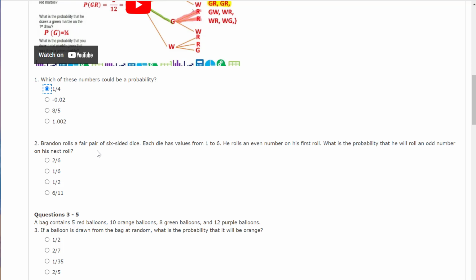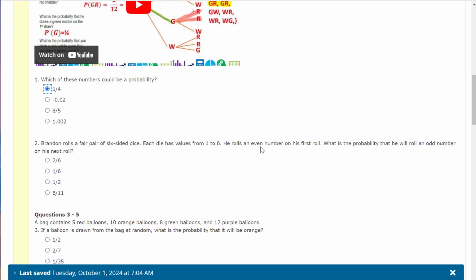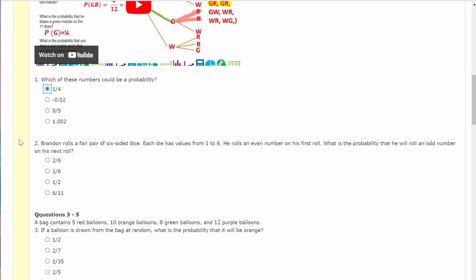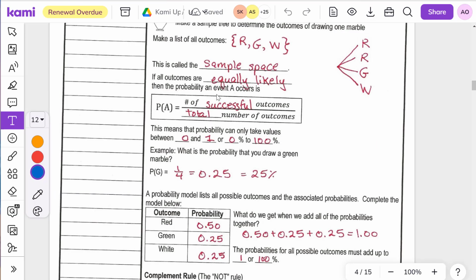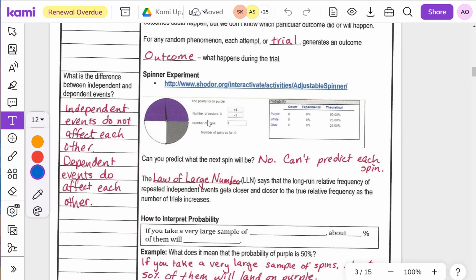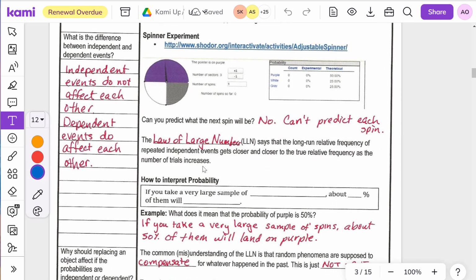Brandon rolls a fair pair of 6-sided dice. Each die has values from 1 to 6. He rolls an even number on his first roll. What is the probability he will roll an odd number on his next roll? Well, if you look at your notes, what happens is that it's going to come out on average.